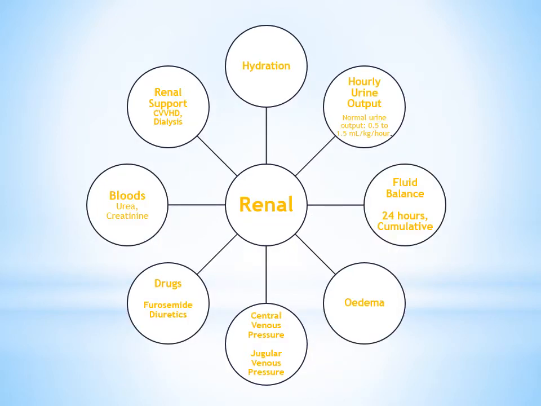Okay, so next up we have the renal system. The renal system is really important because it removes waste products and medicines from the body, balances the body's fluids and electrolytes, releases hormones to control blood pressure and red blood cell production, and also helps with bone health by controlling calcium and phosphorus levels.